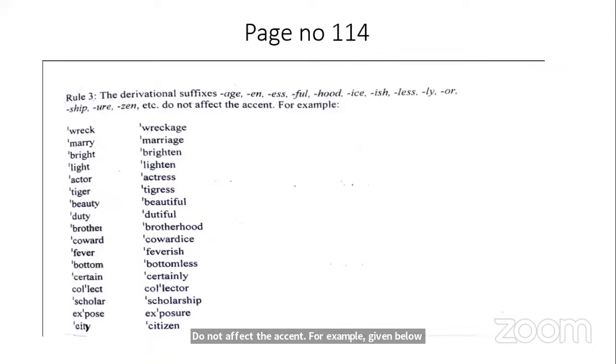Wreckage. Marriage. Tigress. Beautiful. Brotherhood. Forward. Eyes. Feverish. Bottomless. Certainly. Collector.